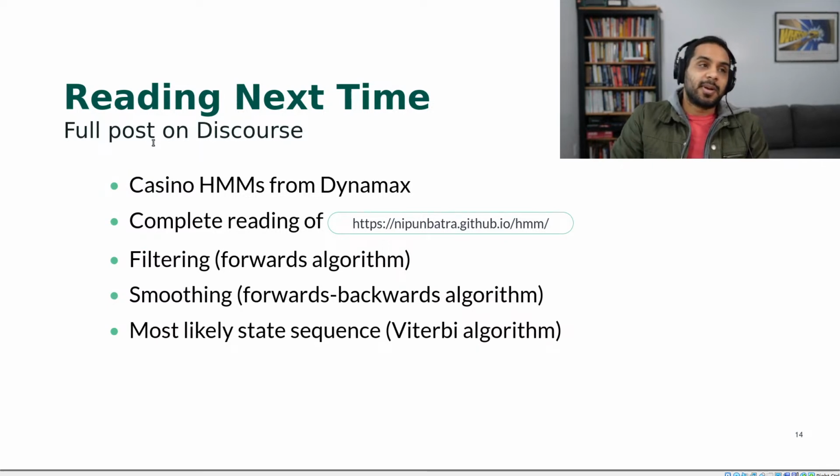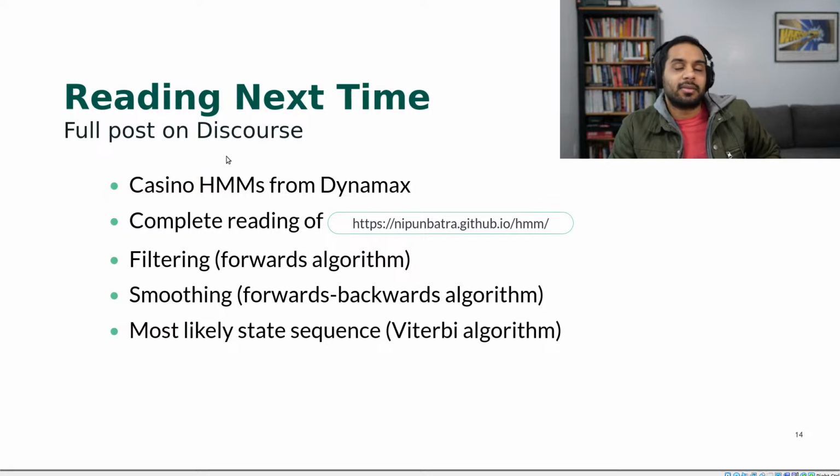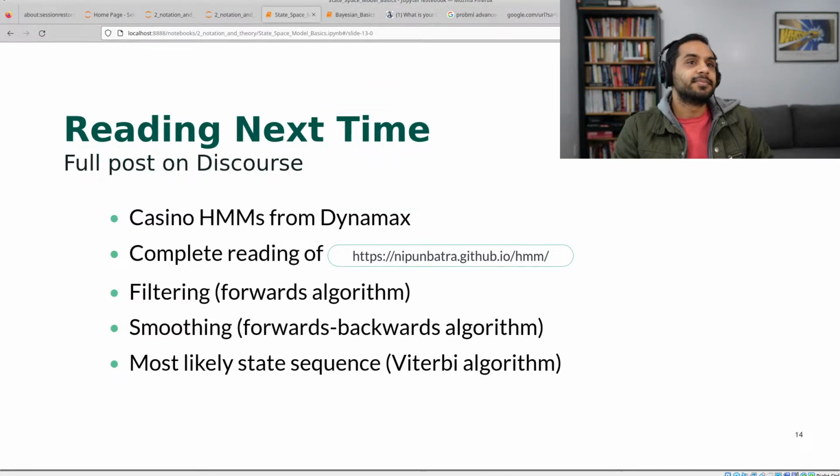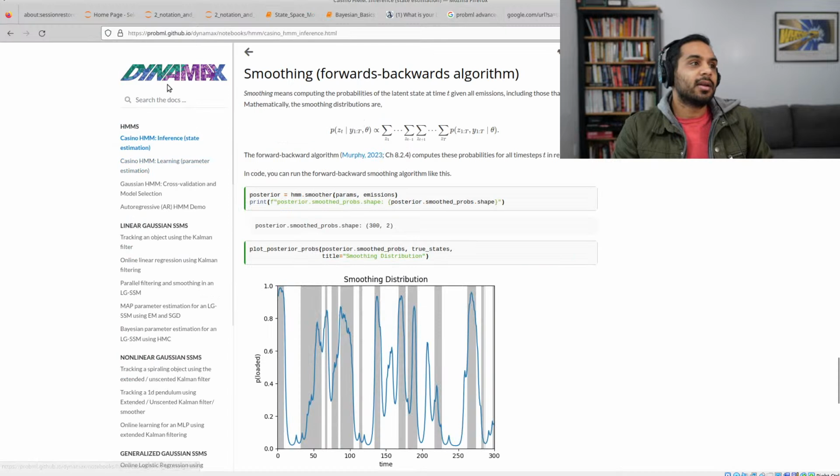So I'm going to put the full post on Discourse. It's not there at the moment, but we're going to be going through, as you probably guessed by now, the Casino Hidden Markov Model notebooks from the Dynamax docs. To show you where those are, if we go to the Dynamax docs, it's going to be these two. We're going to start with these two because if we understand these two really, really well, we're going to have a really good, solid understanding of the rest of the State Space Model book club.